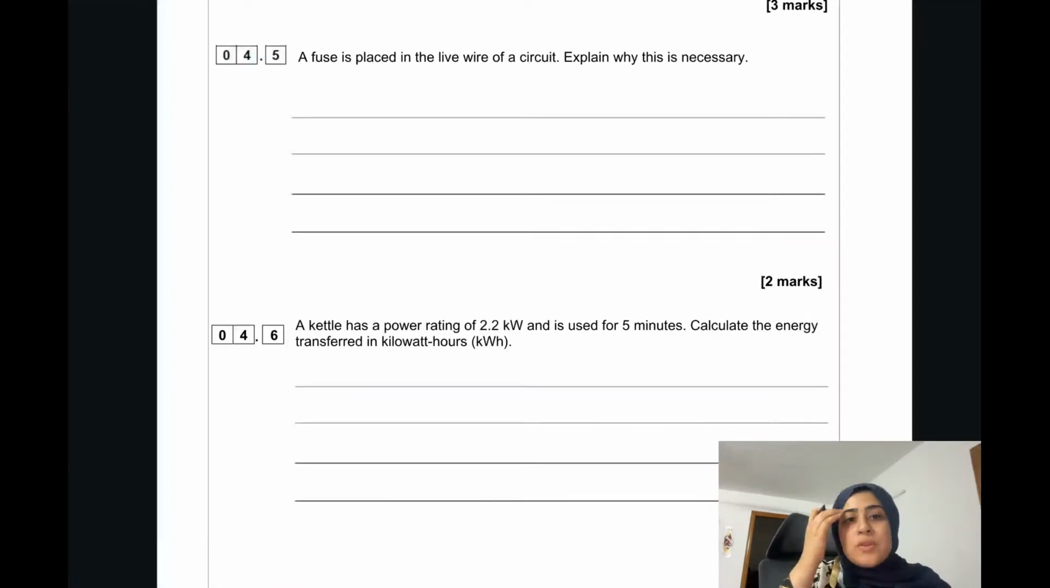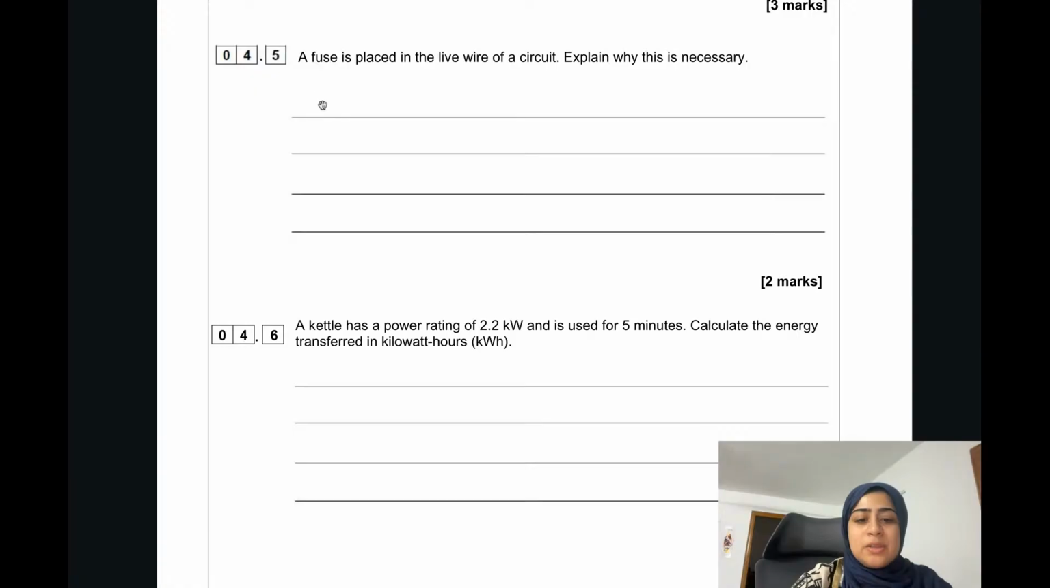Okay, it says a fuse is placed in a live wire of a circuit. Explain why it's necessary. Okay, so the purpose of a fuse is it basically disconnects the appliance if there's any fault. So the fuse would, in this case, melt or break the circuit if the current goes above a certain safety level, which is on each fuse.